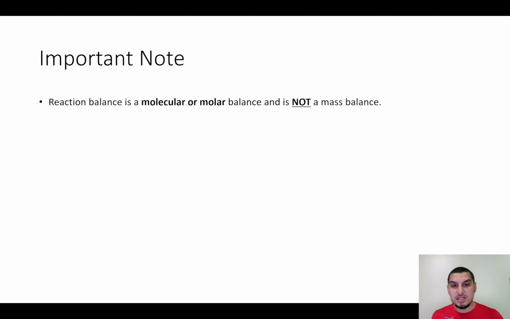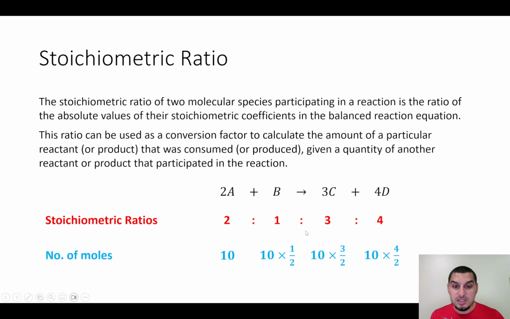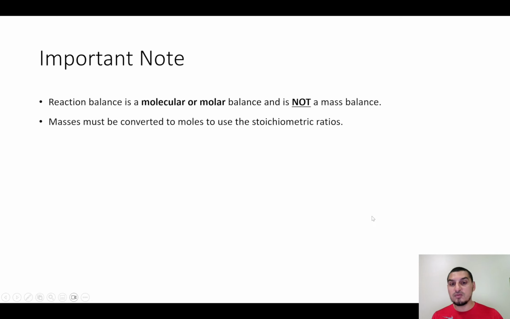There is a very important note about this, which is that the balance of the reaction is based on the moles or molecules. It's not mass. This is very important, and this is what I was saying, that the ratios here are 2 moles, and this is 1 mole, this is 3 moles, this is 4 moles. So this is a ratio of moles, and we cannot use this ratio for masses.